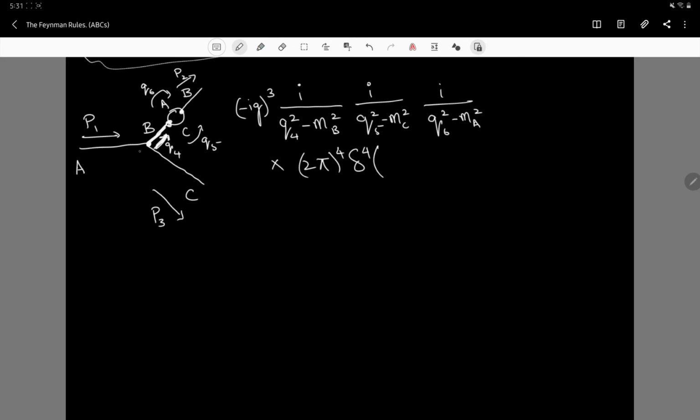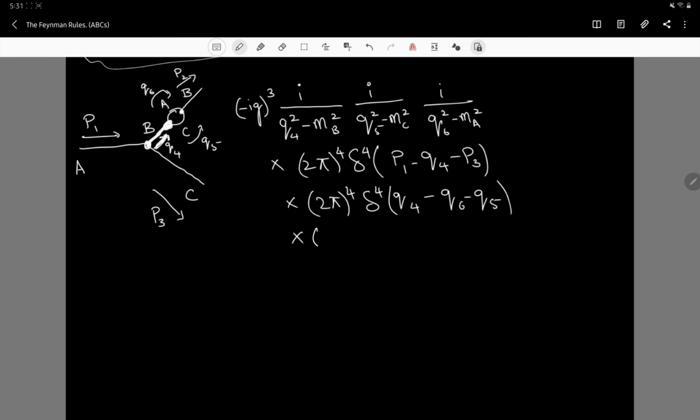Now let's check for this vertex. You have P1 going in, Q4 and P3 going out. Then for the other vertex, you have 2 pi 4 delta 4. Q4 is going into this vertex, and Q6 and Q5 are going out. So it's something like this. And then for the final vertex, you have 2 pi raised to power 4 delta 4. Q6 and Q5 are going in, and this P2 is going out.